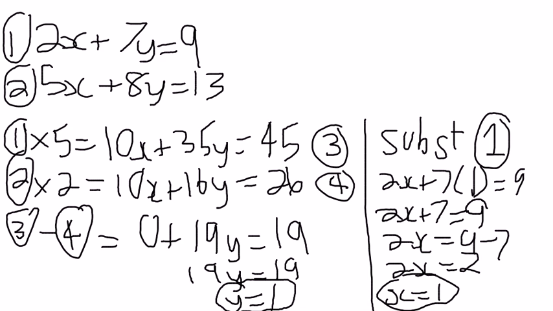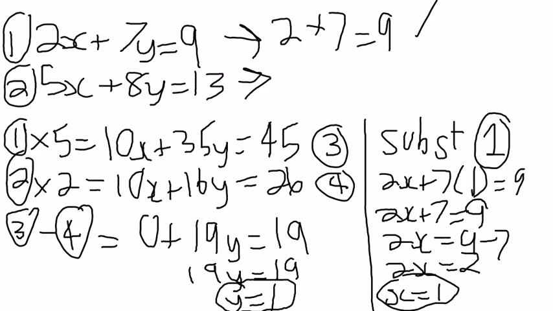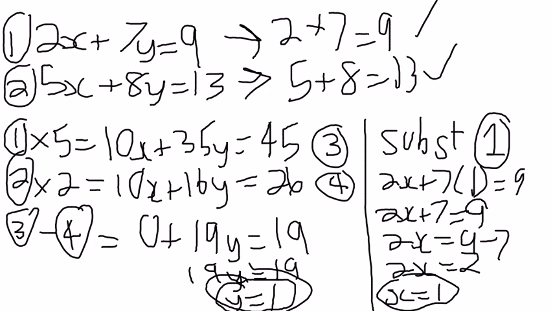Now again, you always want to check. This may sound really cheesy, guys, but you always do want to check, especially when you're doing systems of equations. This is especially true when we get into absolute values and such. So we want to substitute y equals 1 and x equals 1. So 2 times 1 is 2, plus 7 times 1 is 7, equals 9. That is true. 5 times 1 is 5, plus 8 times 1 is 8, equals 13. That is also true. This means that y does equal 1, and x does equal 1.